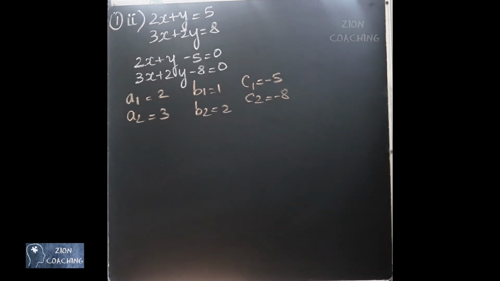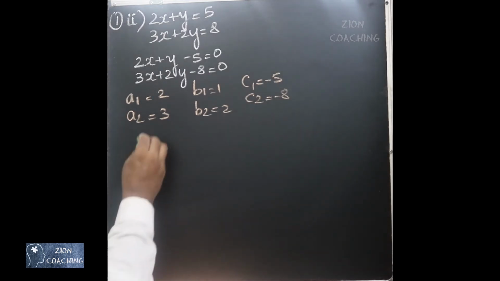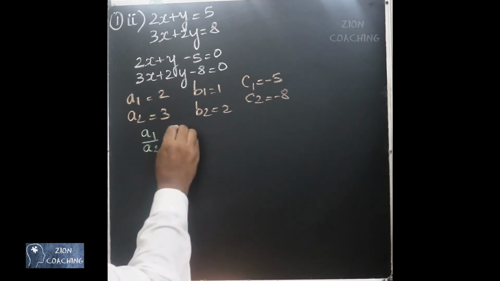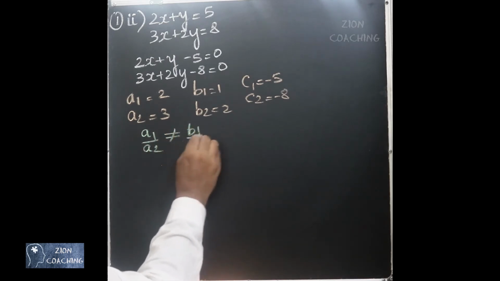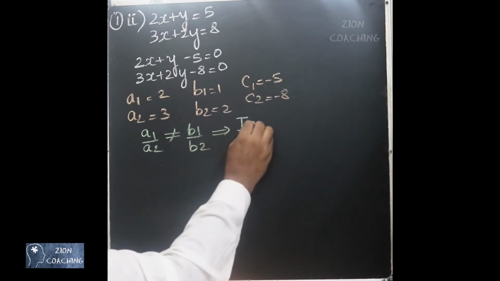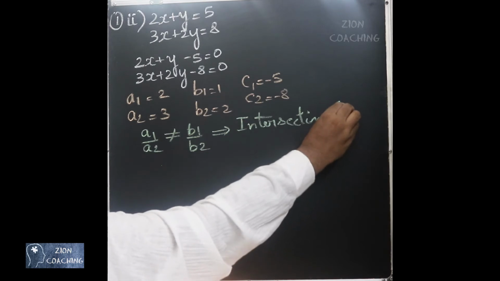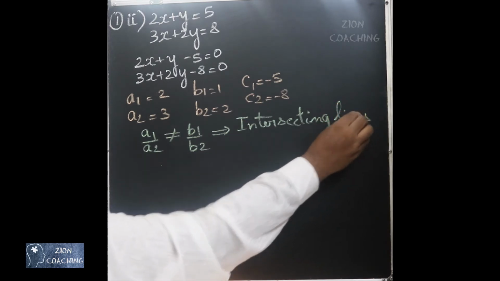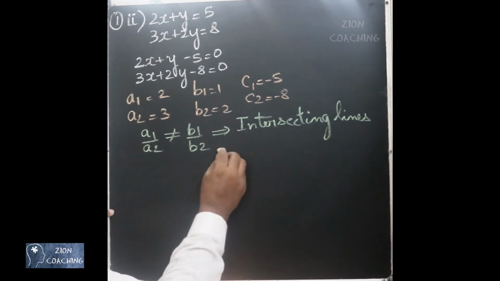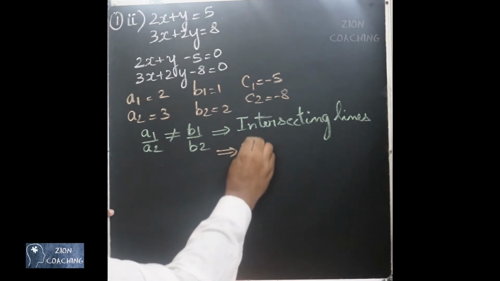We can clearly see that a1 by a2 is not equal to b1 by b2. That is, they represent intersecting lines. The condition for intersecting lines is a1 by a2 should not be equal to b1 by b2. Now, since they are intersecting lines, they are going to have unique solution.